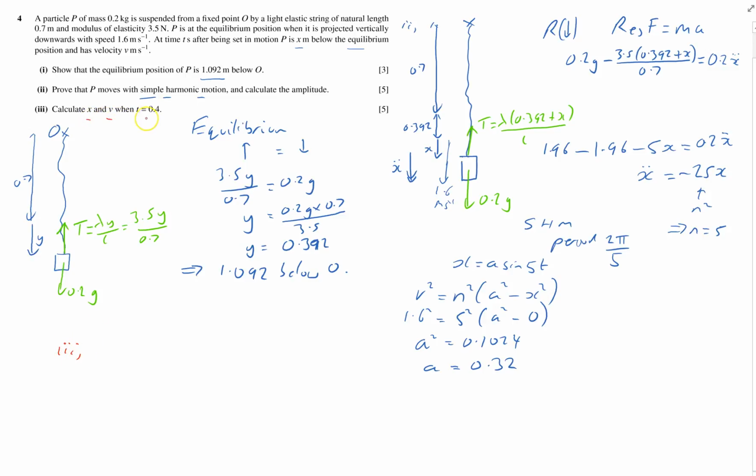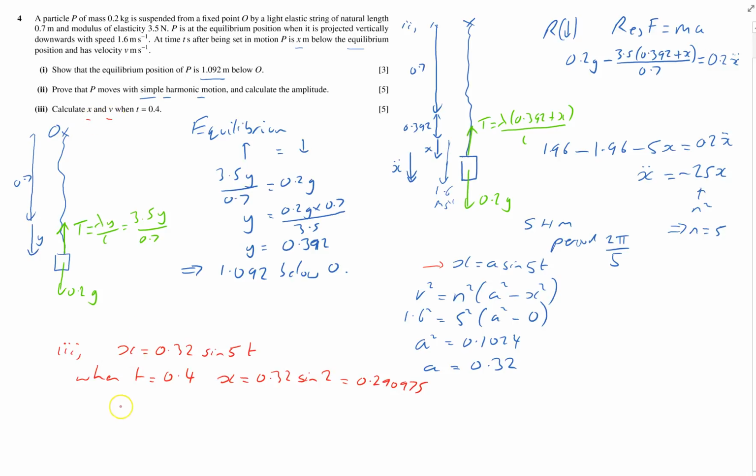And the third bit I will do down here: calculate x and v when t equals 0.4. Well, I would use our formula here, and we get x equals a, which we just worked out as 0.32, sine 5t, and when t equals 0.4, x equals 0.32 times sine of 5 times that, which is 2, and that equals 0.290975.